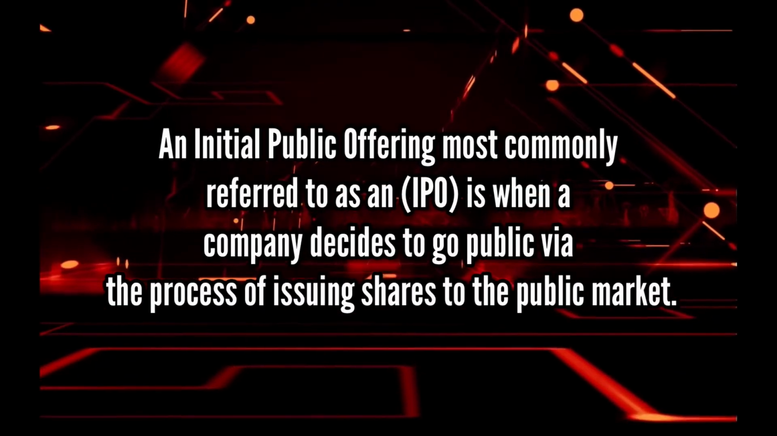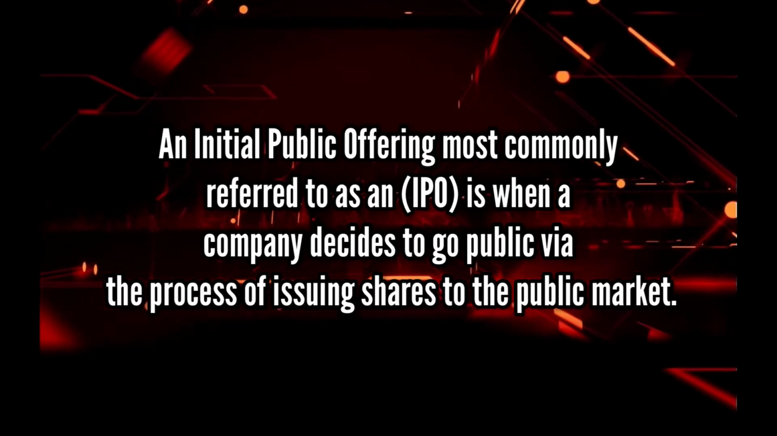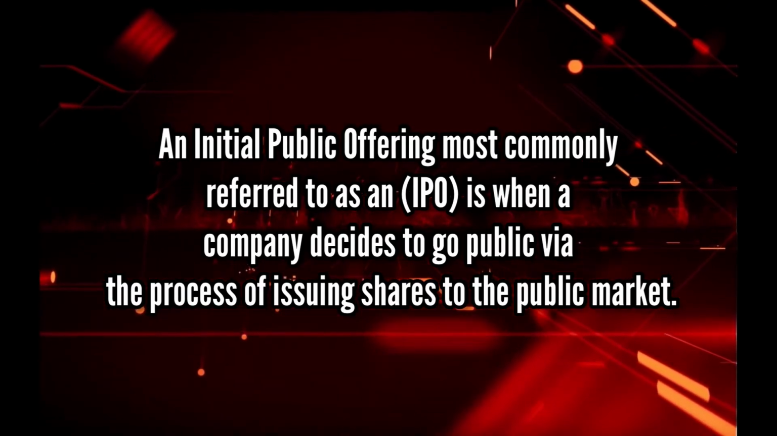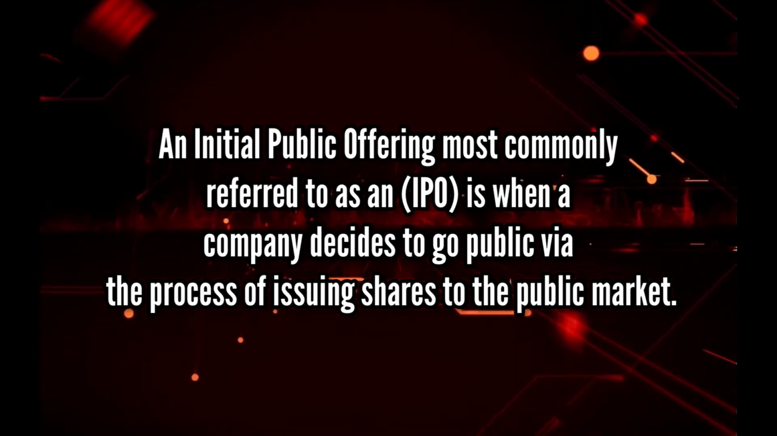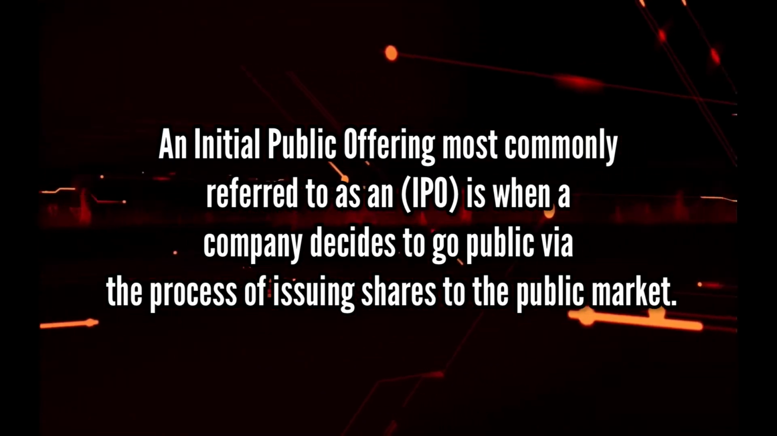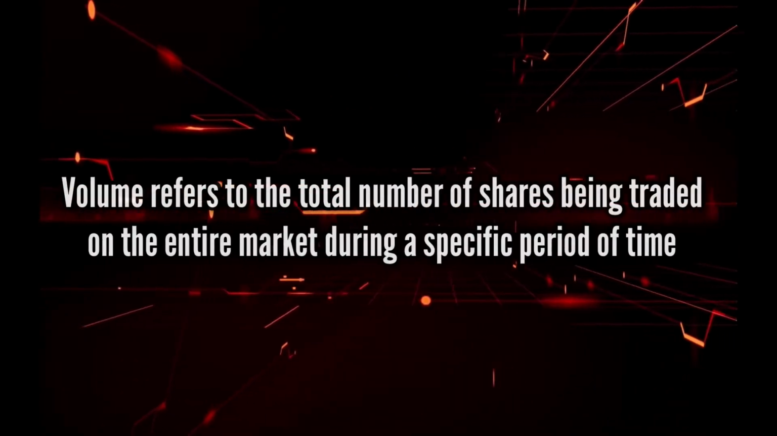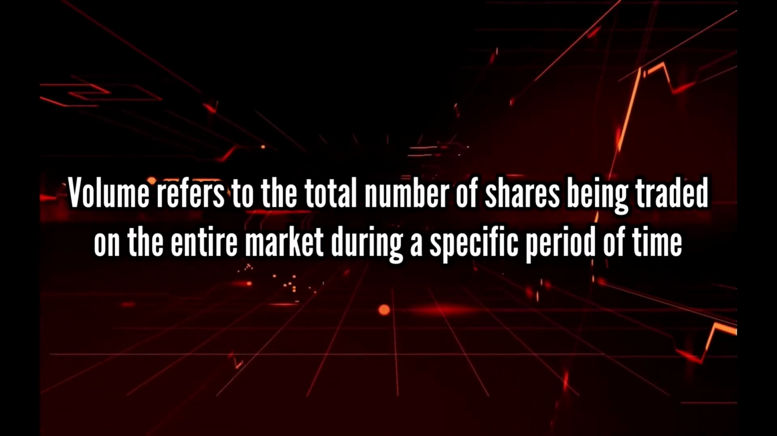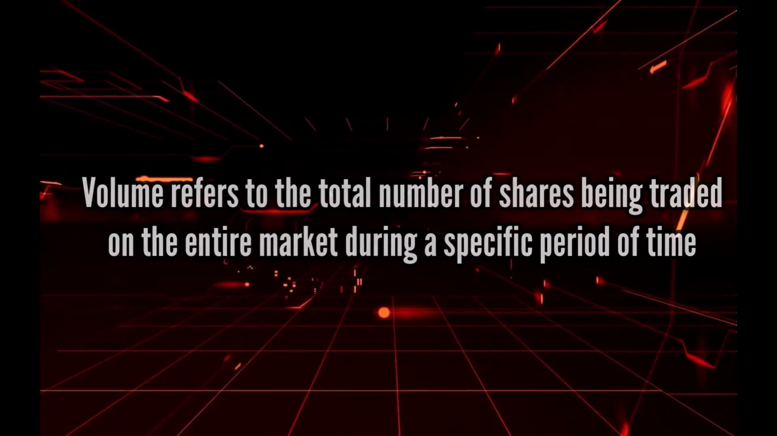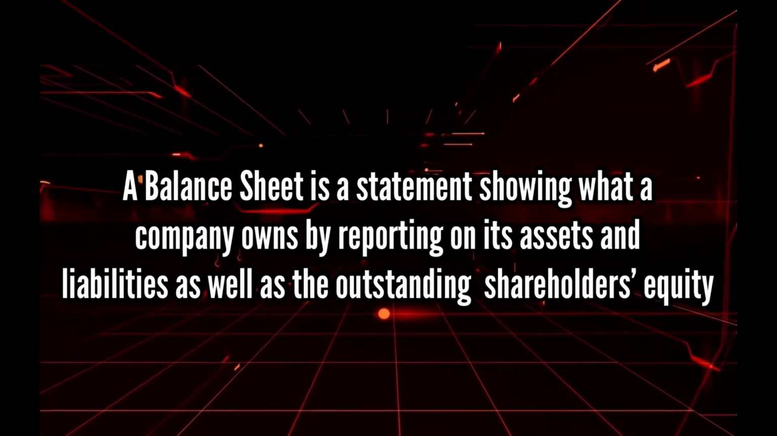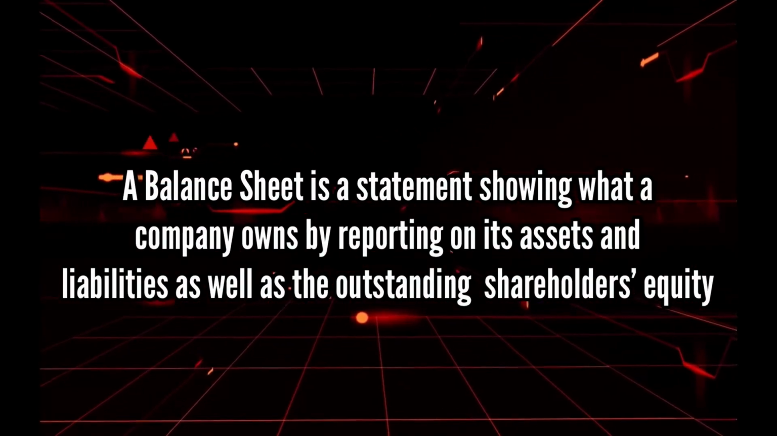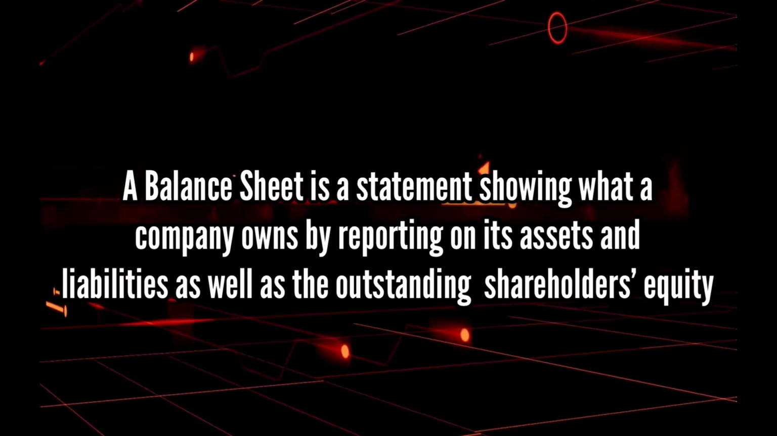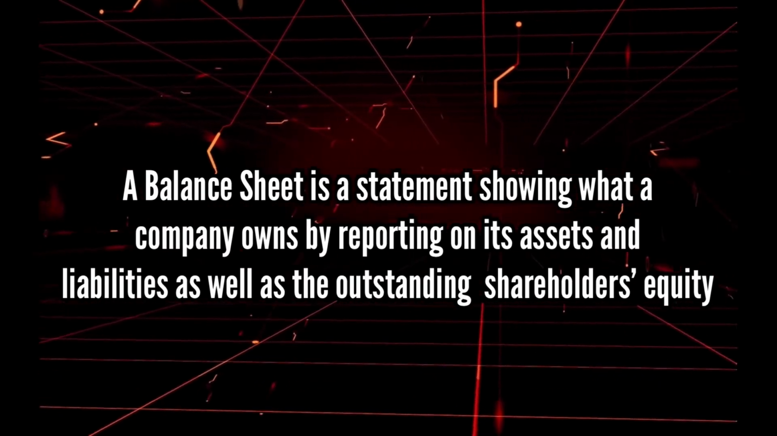An initial public offering, most commonly referred to as an IPO, is when a company decides to go public via the process of issuing shares to the public market. Volume refers to the total number of shares being traded on the entire market during a specific period of time. A balance sheet is a statement showing what a company owns by reporting on its assets and liabilities, as well as the outstanding shareholders' equity.